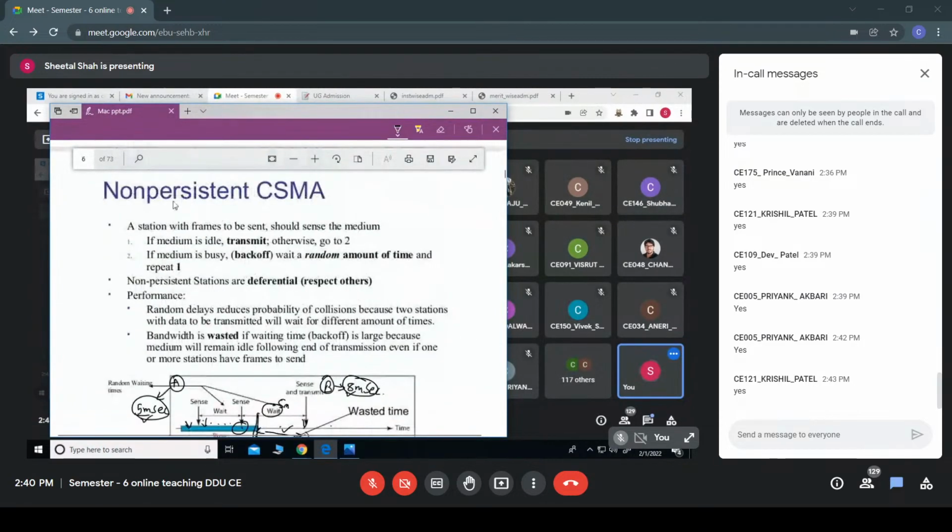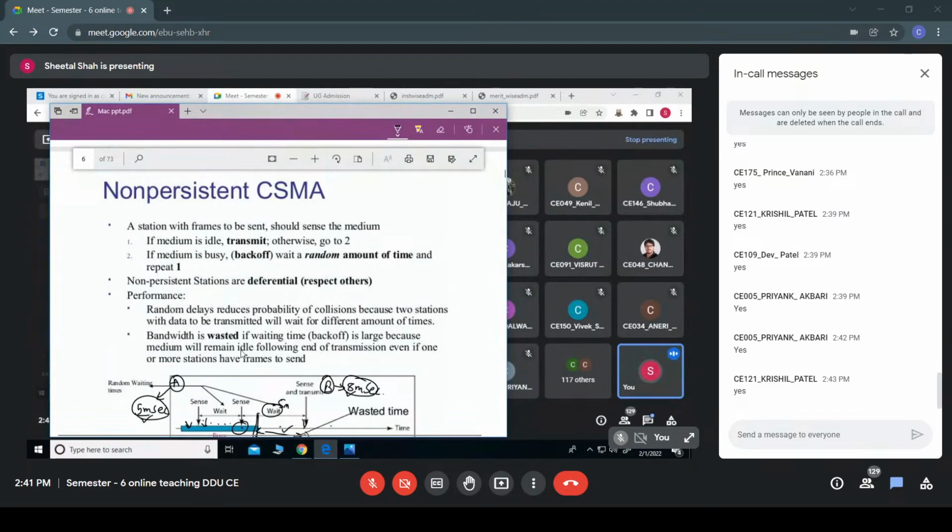So a station with frames to be sent should sense the medium. If the medium is idle, nothing to do, transmit, or else it has to go to step 2. If the medium is busy, back off or wait a random amount of time, and then once again it has to check whether the channel is free or not. Fine.